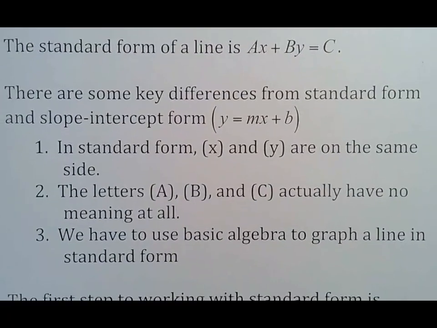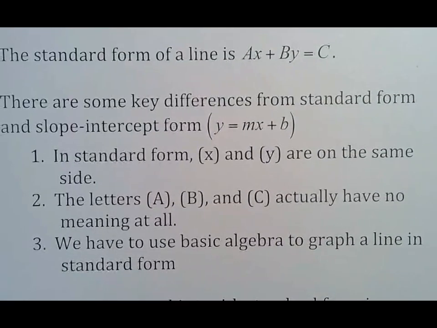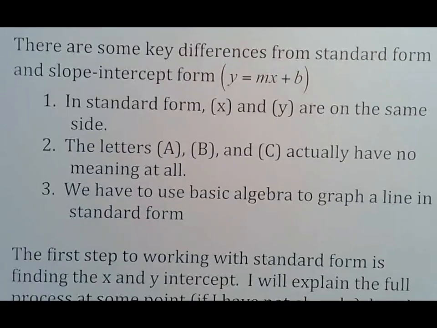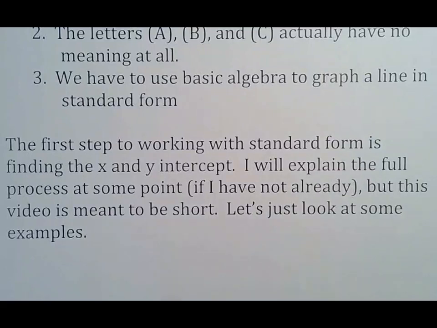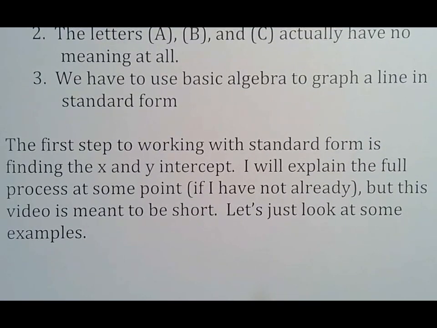First off, in standard form, x and y are on the same side, as you can see. And the letters a, b, and c actually have no meaning at all. We just have to use basic algebra to graph a line in standard form. The first step to working with standard form is finding the x and y intercept. I will explain this full process at some point, after this section, but this video is meant to be short. Let's just look at some examples.